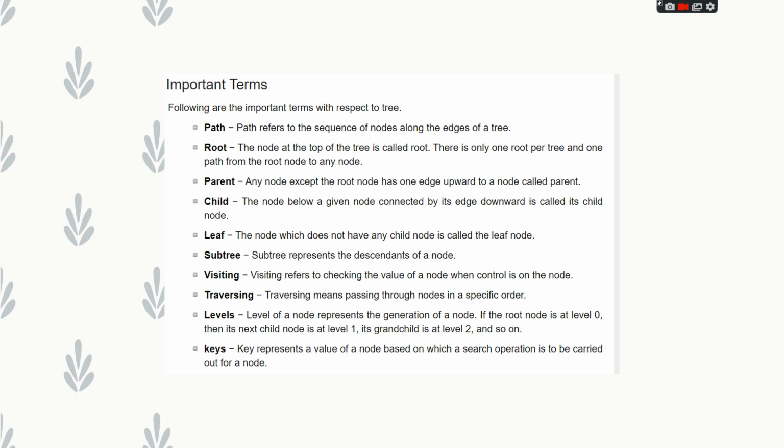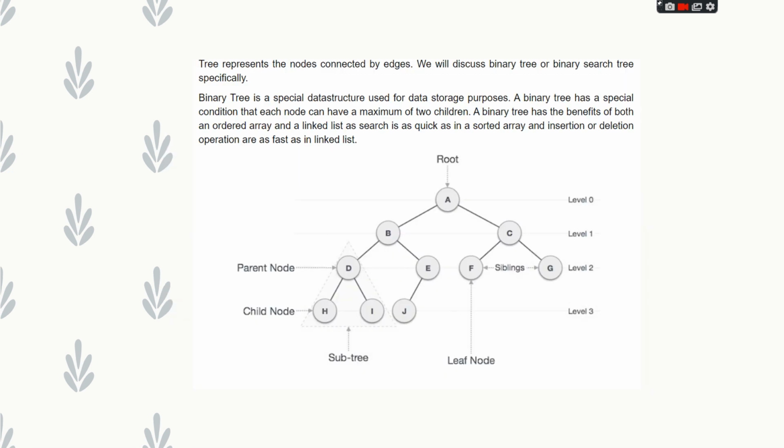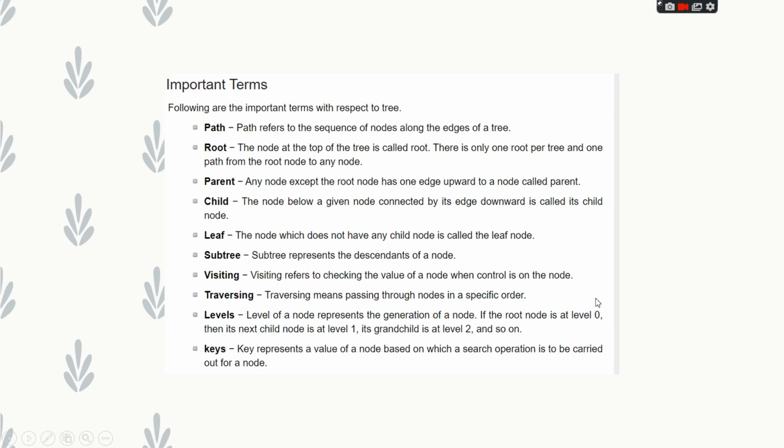Traversing is common everywhere. It means passing through nodes in a specific direction or order. Levels. The level of a node represents the generation of a node. If the root node is at level 0, then its child node is at level 1, its grandchild is at level 2, and so on. Here you can see level 0, level 1, level 2 and level 3.